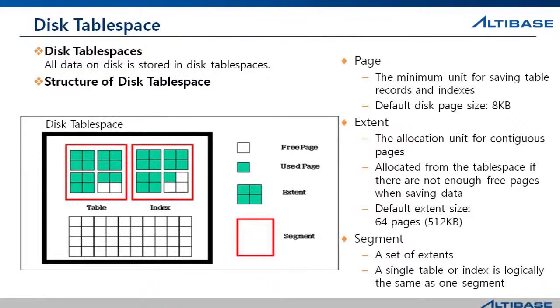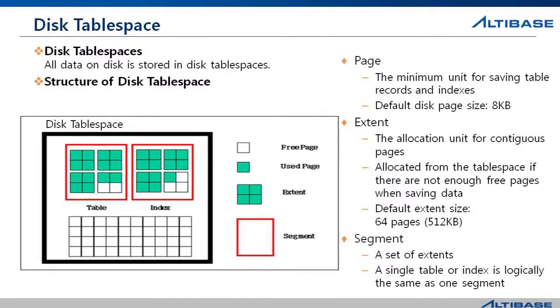The extent is the unit for allocating pages in disk table space. The square with 4 little squares inside, that is an extent. So when saving data into an object, it is allocated by the unit of extent, not the page. Meaning, if there are not enough free pages, then this table space allocates pages in units of extent, not the unit of page. An extent has 64 pages, so 64 times 8 kilobytes becomes 512. Therefore, the size of a single extent is 512 kilobytes.